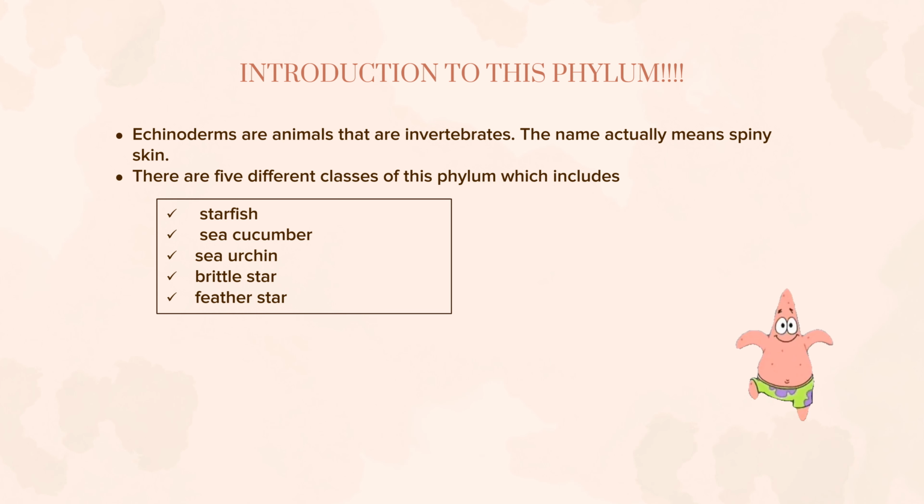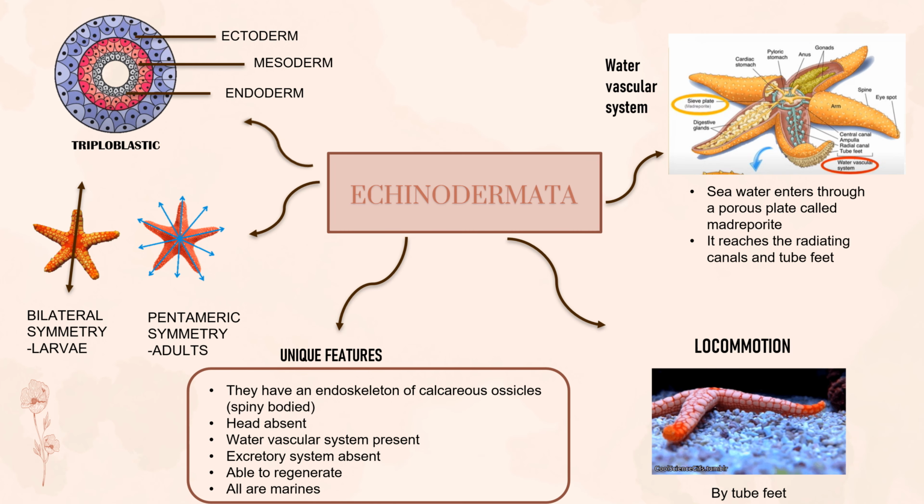For the introduction to this phylum, echinoderms are invertebrate animals. The name actually means spiny skin. There are 5 different classes of this phylum, which include starfish, sea cucumber, sea urchin, brittle star, and feather star. Echinoderms are triploblastic, which means having a body derived from 3 embryonic cell layers, which include ectoderm, mesoderm, and endoderm. They also have bilateral symmetry in larval form, replaced by pentamerous symmetry in adults.